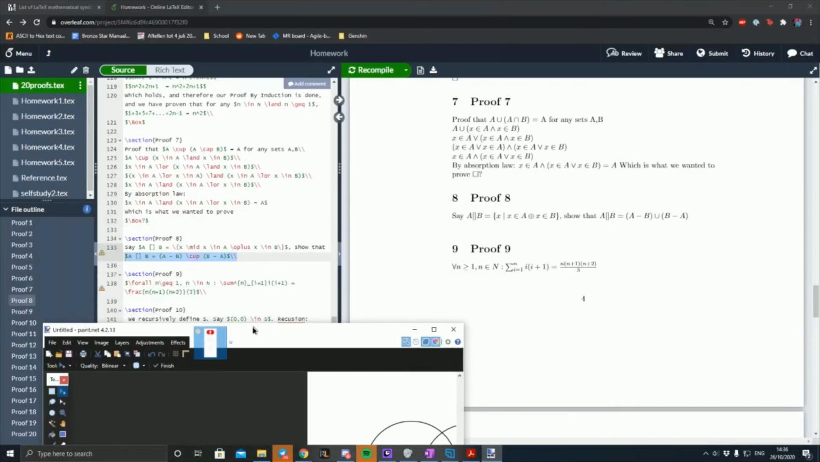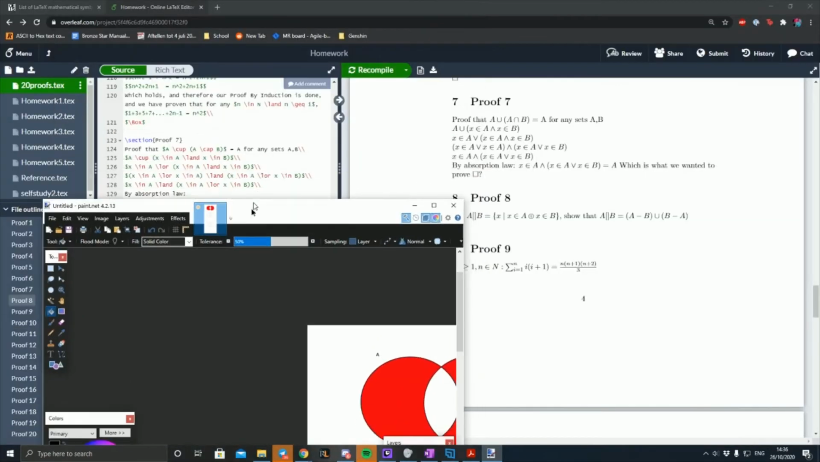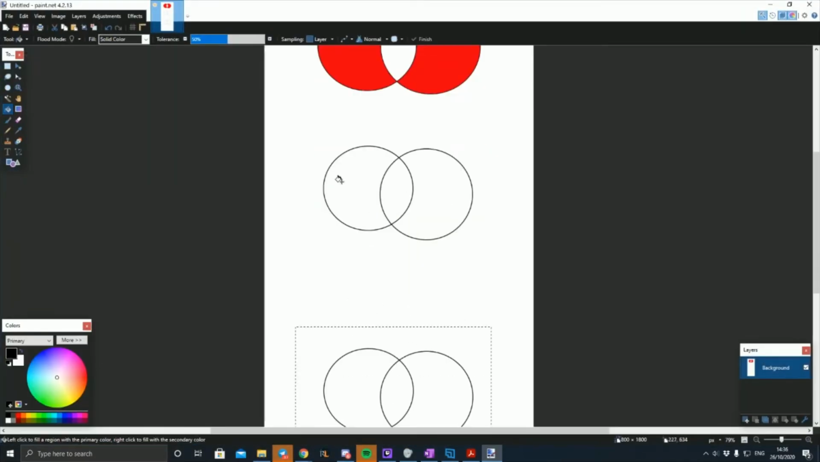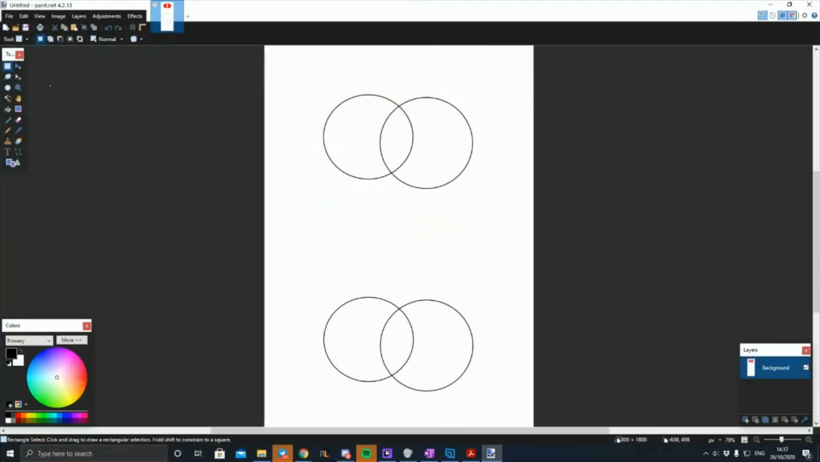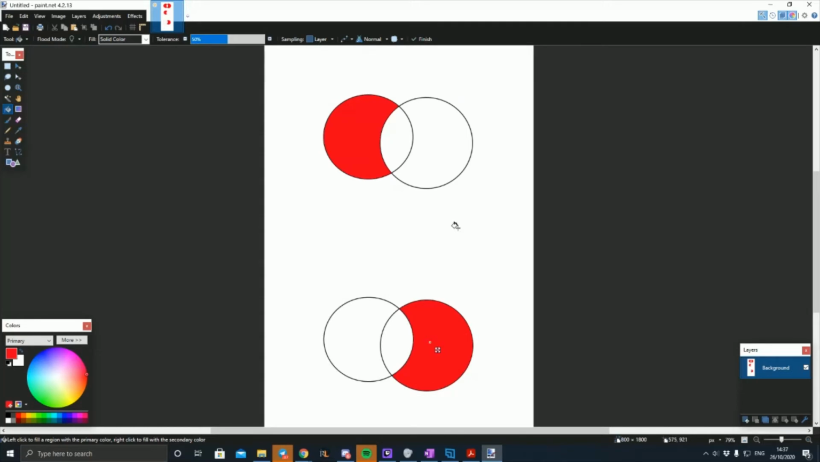So in this case we have A XOR B, which would be this, and we have to prove that that is equal to A minus B union B minus A. So that'll be equal to this union this. Logically, intuition-wise, we can see that this is true. However, we cannot just put down by intuition.